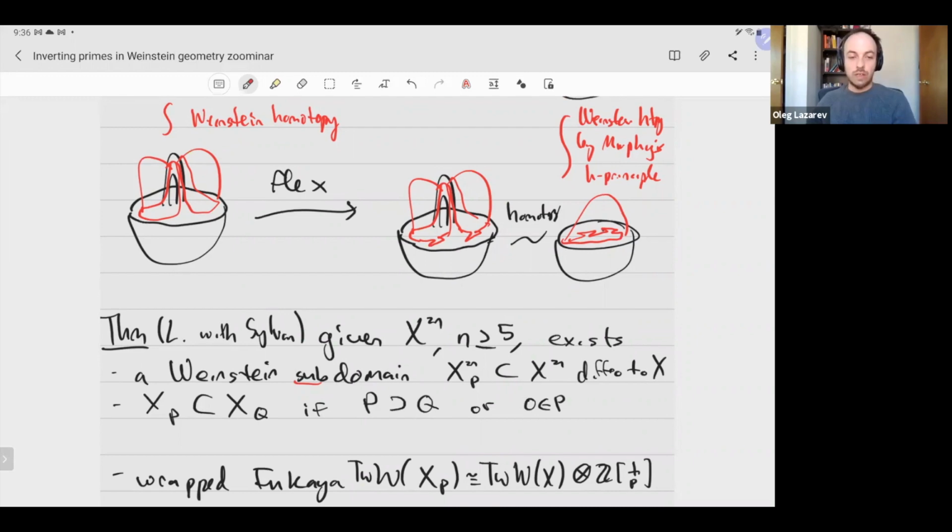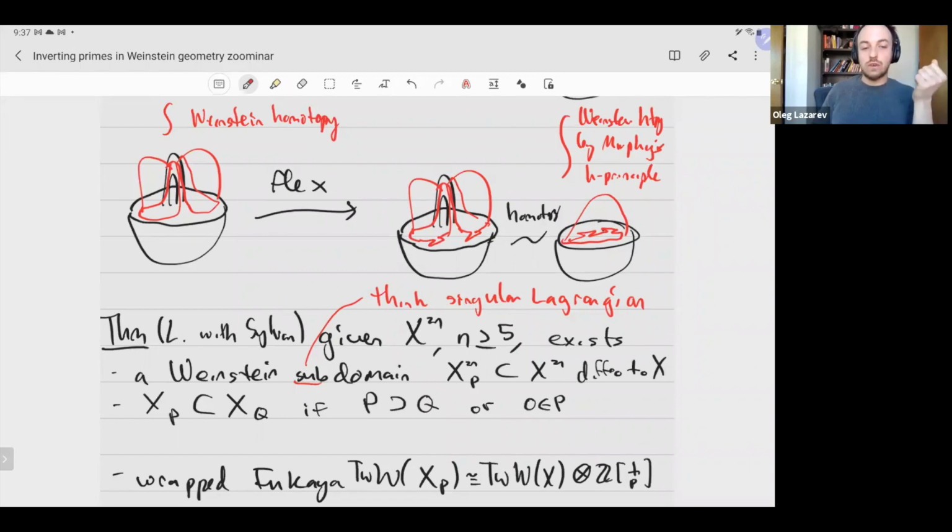But I would say that the main point here is that we actually show that X sub P is a Weinstein subdomain. So it's actually sitting inside of X, whereas in Abouzaid and Seidel, it was not clear how X and X sub P were related. And by Weinstein subdomain, you should think singular Lagrangian, because any Weinstein domain retracts to its singular Lagrangian skeleton. So inside X, you have this Weinstein subdomain, which is kind of a singular Lagrangian. So you're asking, what are the singular Lagrangians inside of X?